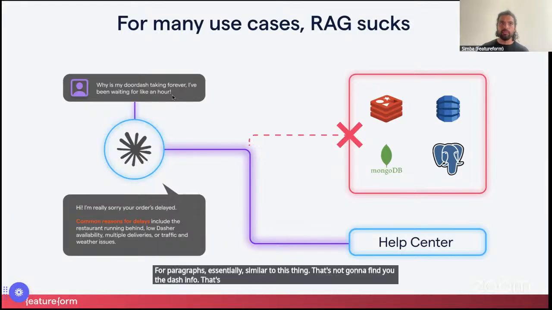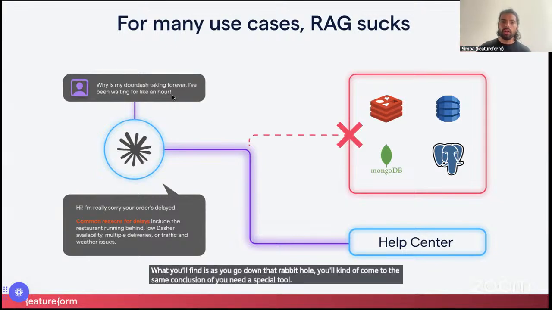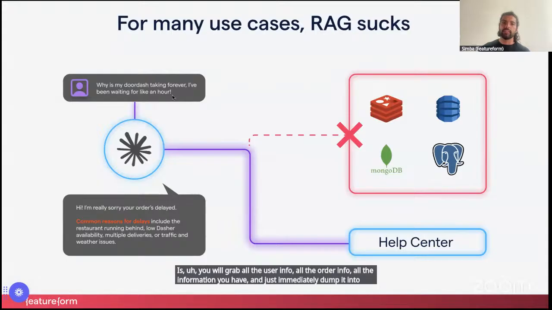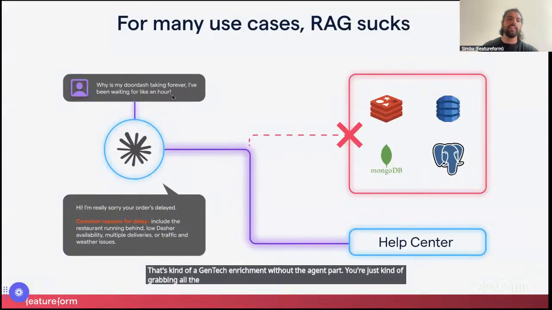What would the paragraph in the vector DB even be in that situation? What you'll find is as you go down that rabbit hole, you'll come to the same conclusion: you need a special tool to call to get the information. One thing I've seen done, which isn't really RAG, but kind of solves it, is you grab all the user info, all the order info, all the information you have, and just immediately dump it into context every single time. That's kind of agentic enrichment without the agent part. You're just grabbing all the structured data and feeding it into the prompt.